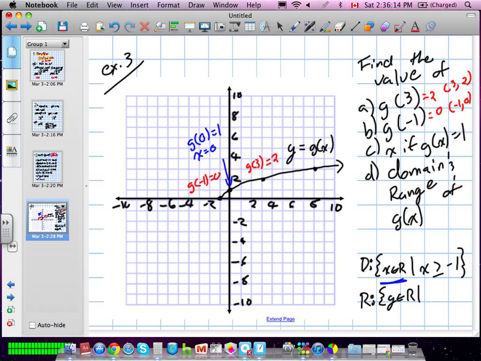That's a funny bracket I just drew. Okay. So what that means is x is continuous, it goes forever, and this arrow at the end represents that it will go forever, as long as x is greater than -1. Okay. Range deals with y.